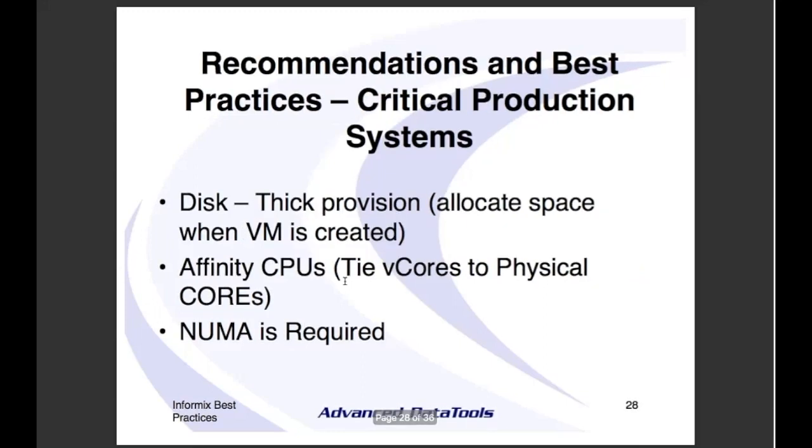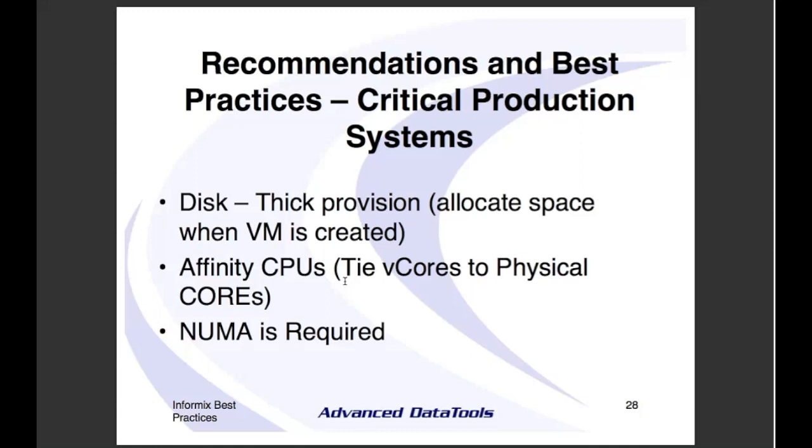Now, this is the key one. For your production VMs, the first thing you want to do is make sure the disk space is allocated when the VM is created. That's called thick provisioning. That means if you need 250 gigs, make sure the VM allocates 250 gigs when you create the VM. That way the space is there, you know it's there. Now you can always add space later on if you need to. That's fairly easy in a VM environment. But the space is allocated and reserved for your production system.